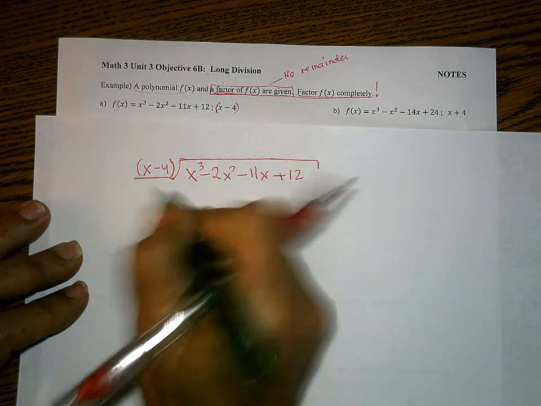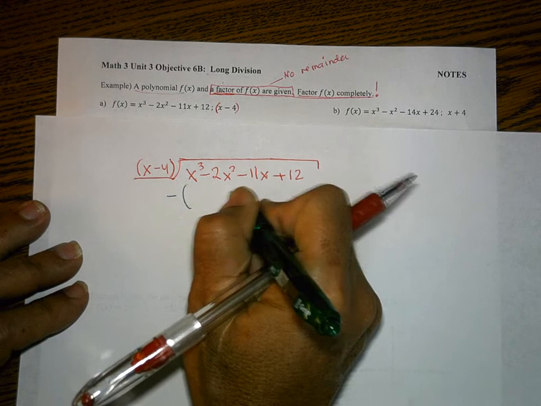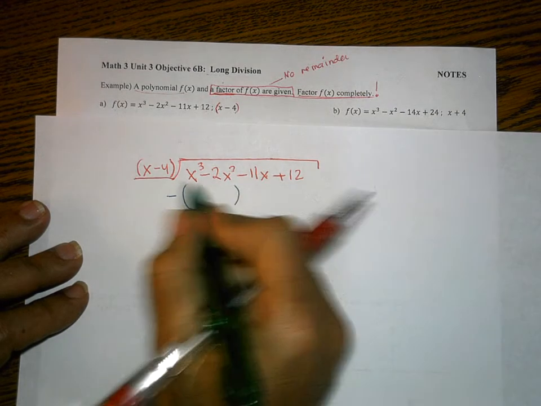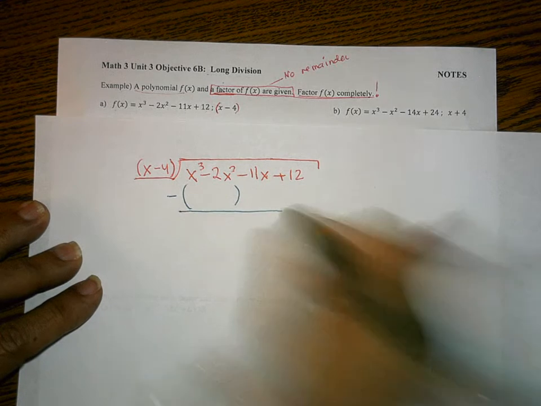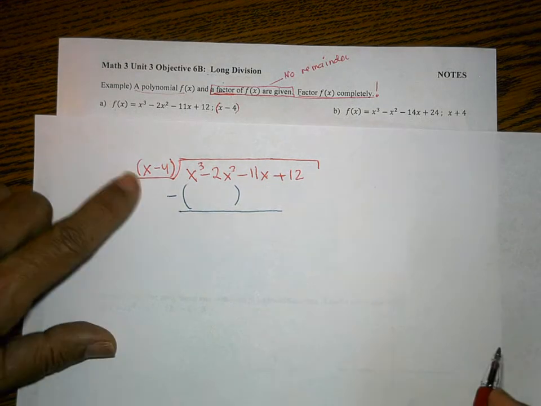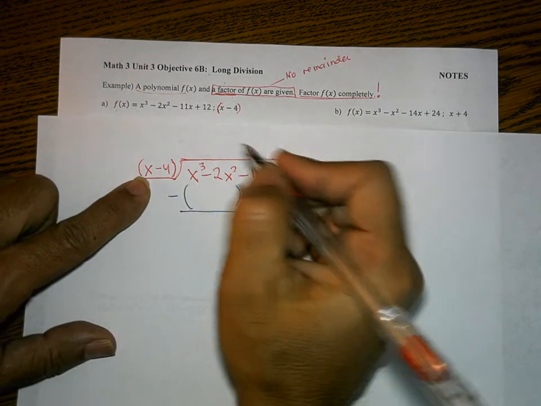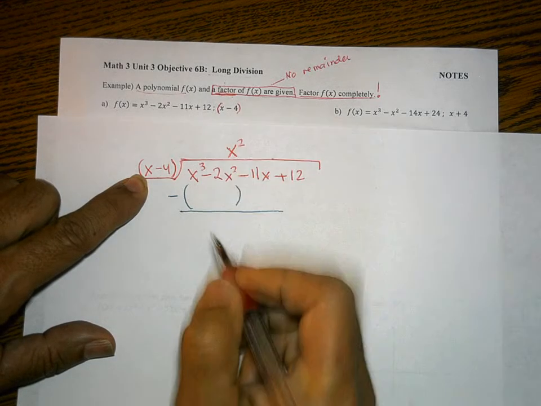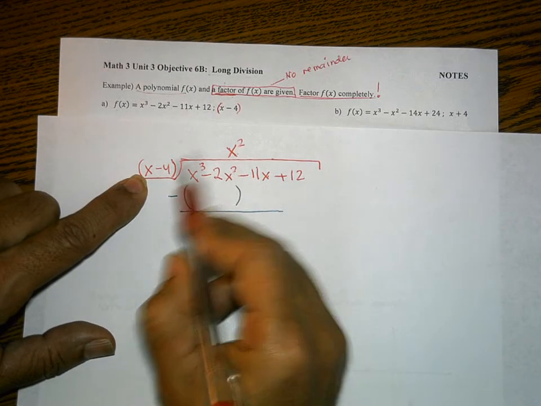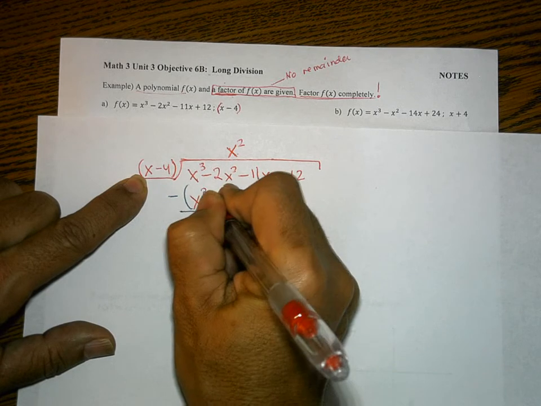I have a binomial, so I'm going to be subtracting binomials. Okay, 2 terms has to be subtracted from 2 terms. Okay, so let's go ahead and set up our subtraction here. All right, let's focus on the first term. So what times x gives me x cubed? It would be an x squared. X squared times an x is x cubed.